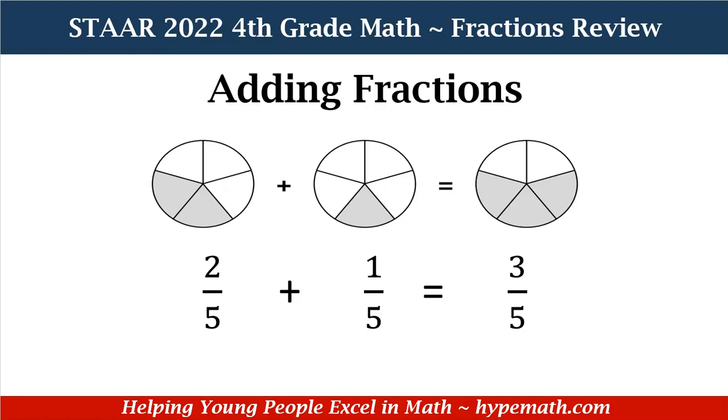So that is 1/5. Since my denominators are the same, all I'm going to do is add my numerators and keep the denominator. So 2 plus 1 is equal to 3, and 5 is my denominator. So 2/5 plus 1/5 is equal to 3/5.